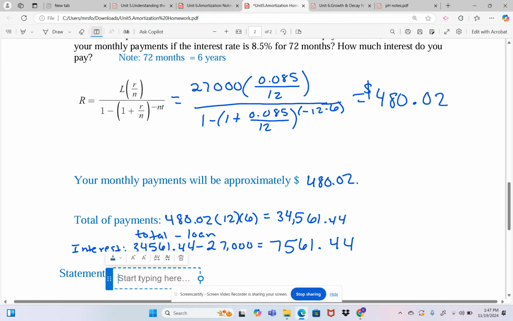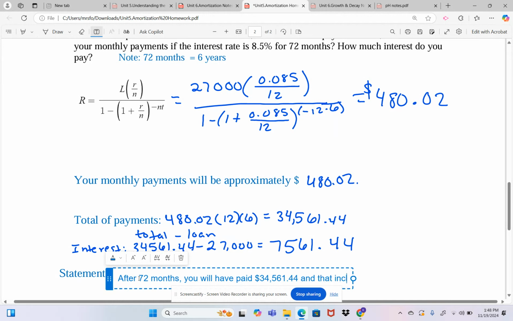So, after 72 months, you will have paid $34,561.44.